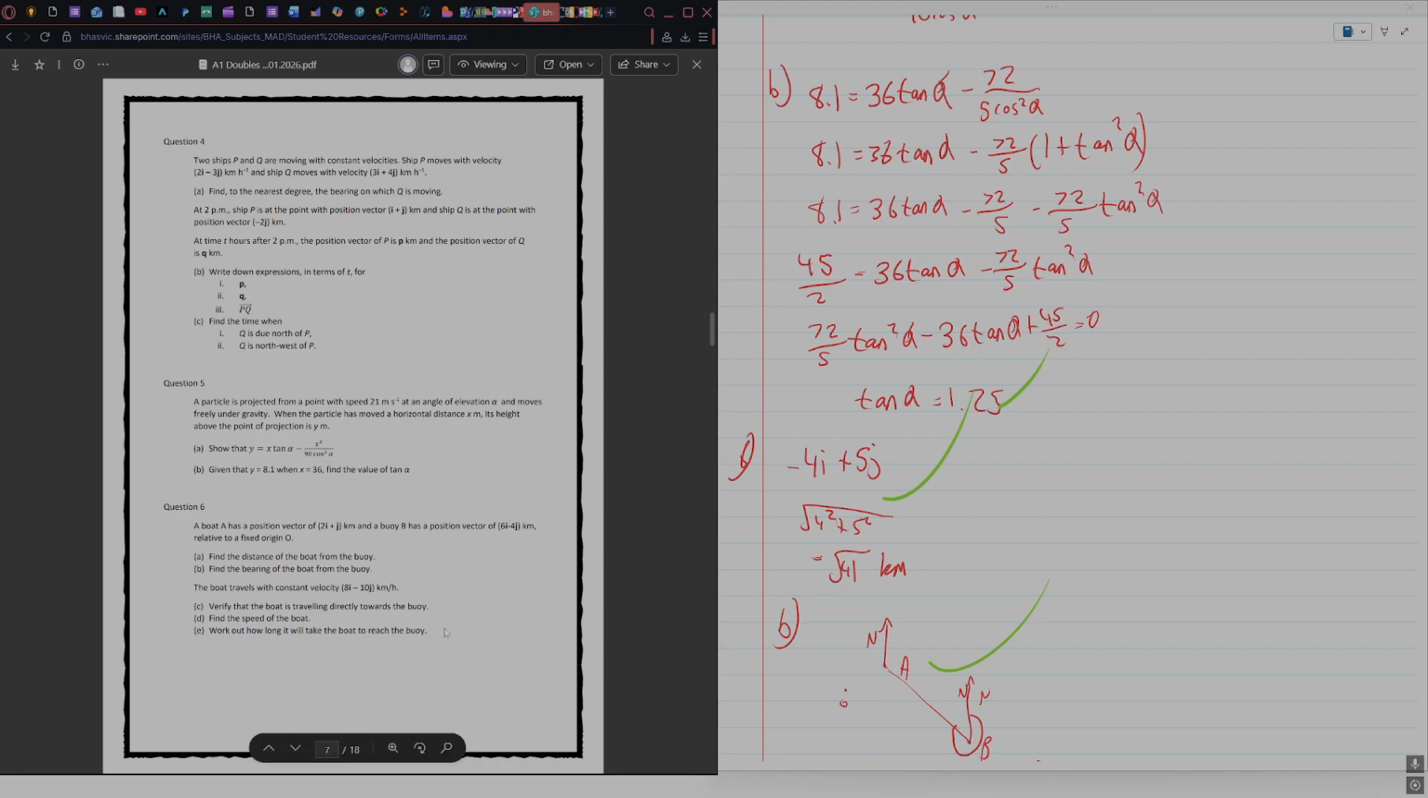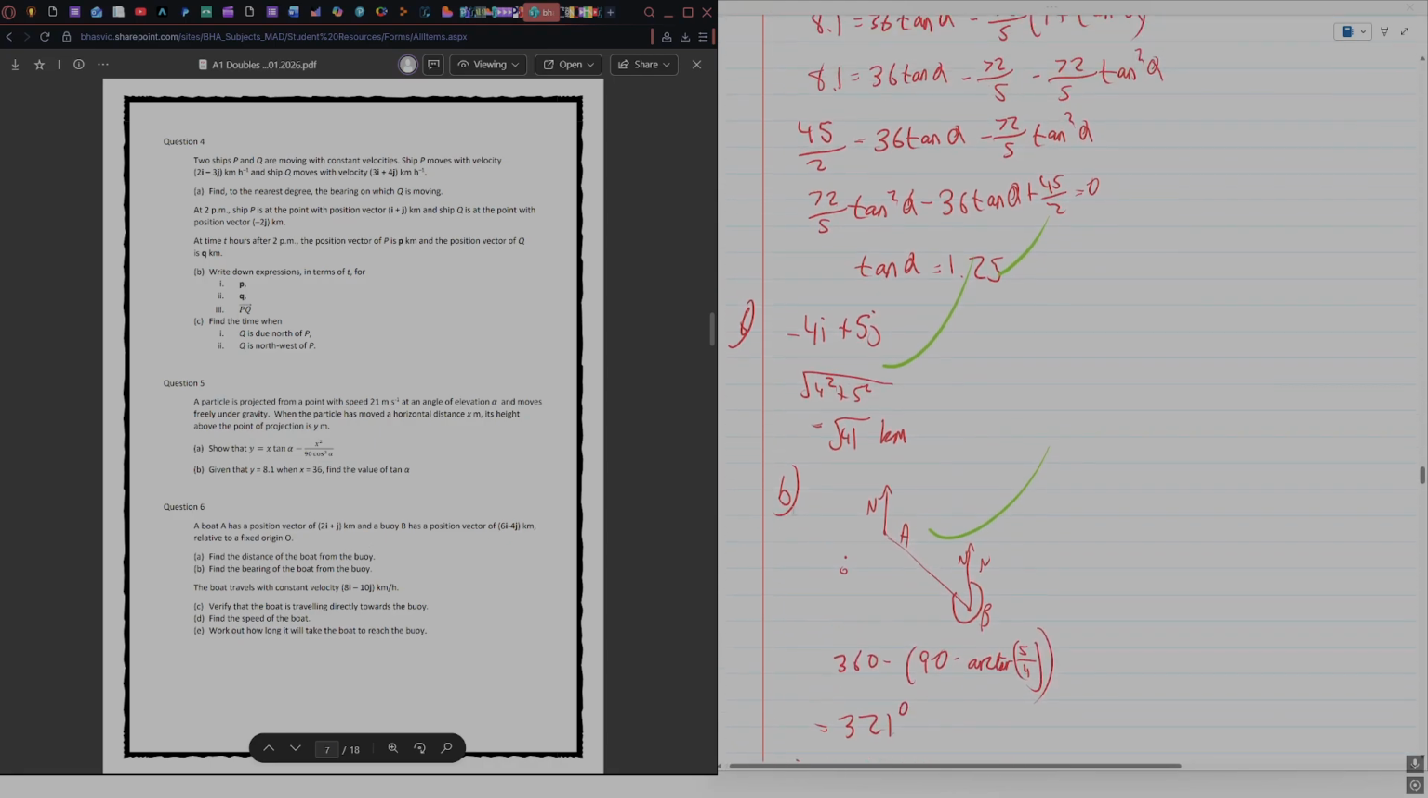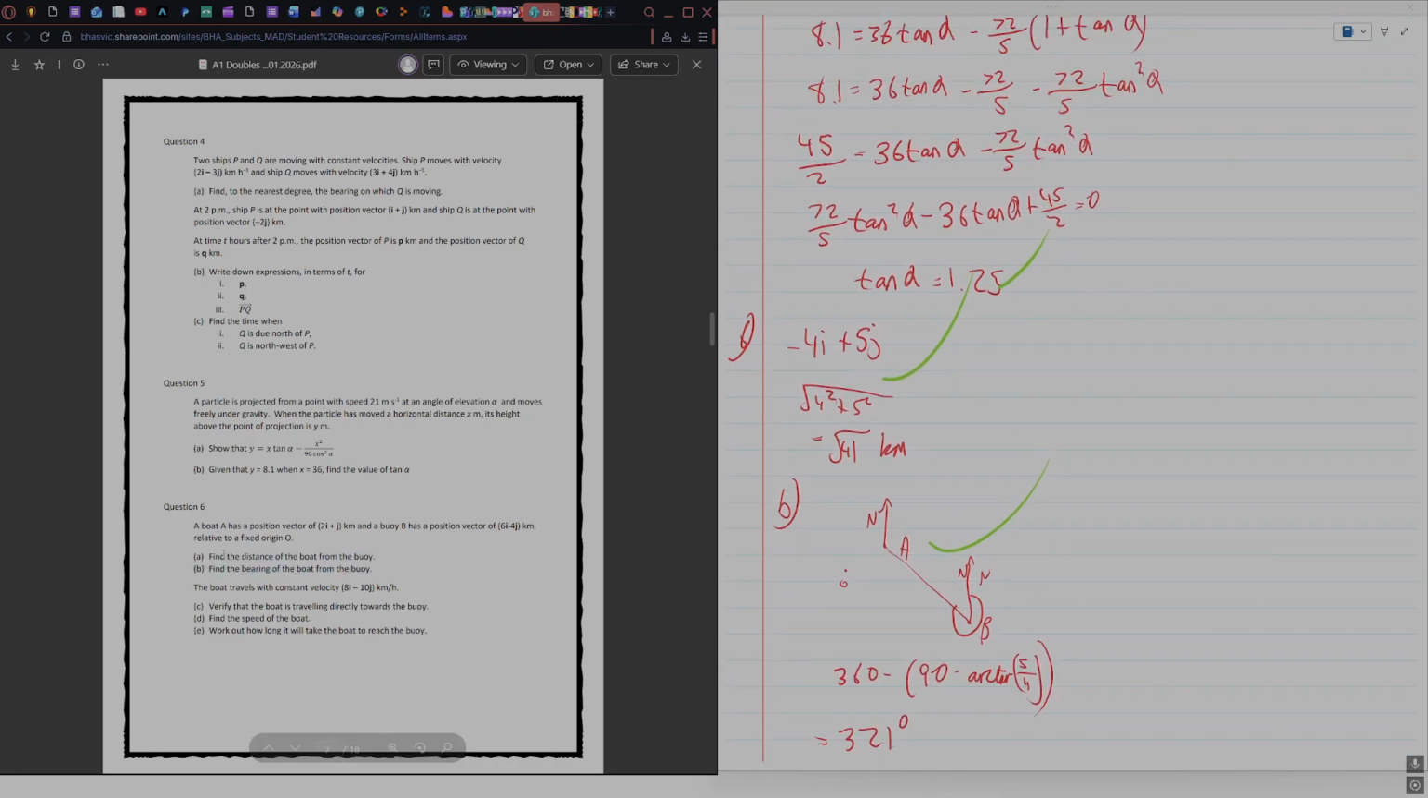Alright, so now we have another vectors and mechanics question. We're finding the distance of the boat, which means it's the magnitude, so you just do the magnitude of the vector in between them.